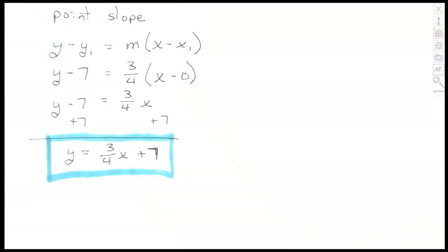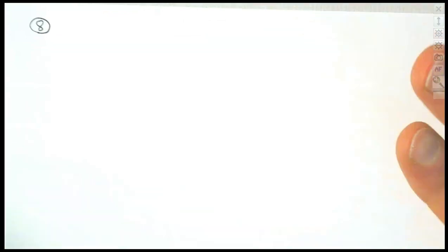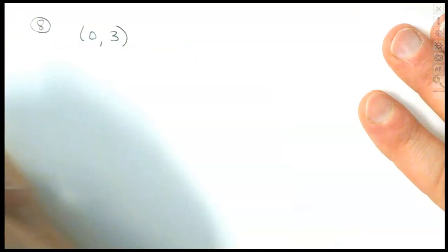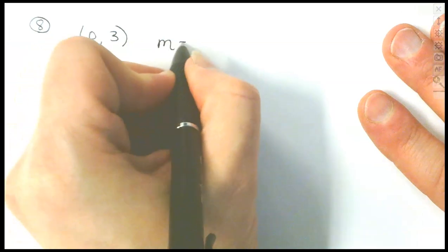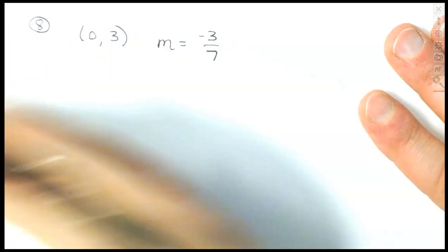Question 8. Let's look now at question 8. Question 8 is 0, 3, and my slope is minus 3/7.